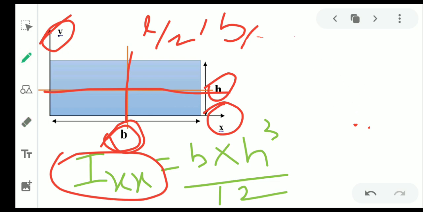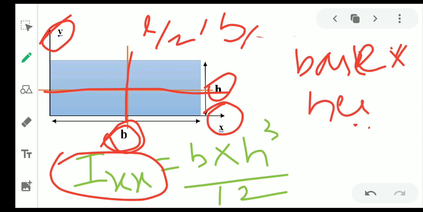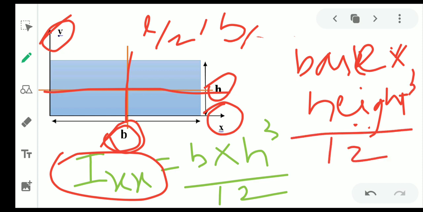The formula for moment of inertia for a rectangular section is very simple. It is base into height cube divided by 12. Okay, simple. What is this? Base into height cube divided by 12. Remember this because it will be applicable for both axes, that is, for the x axis and the y axis.